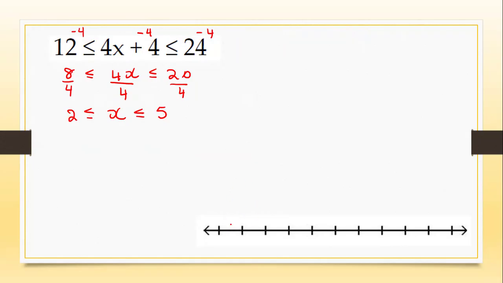So we want 0, 1, 2, 3, 4, 5, 6. So I have 2. At 2, I want to shade it in. At 5, I want to also shade in. And my line must connect the circles. I'm including the 2 and the 5 and everything in between.